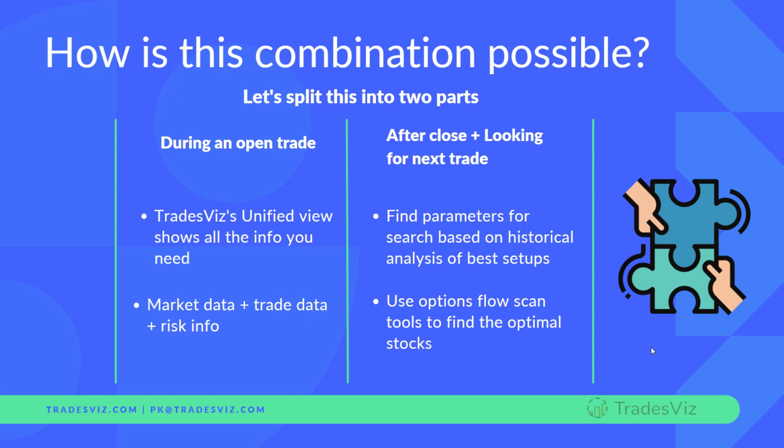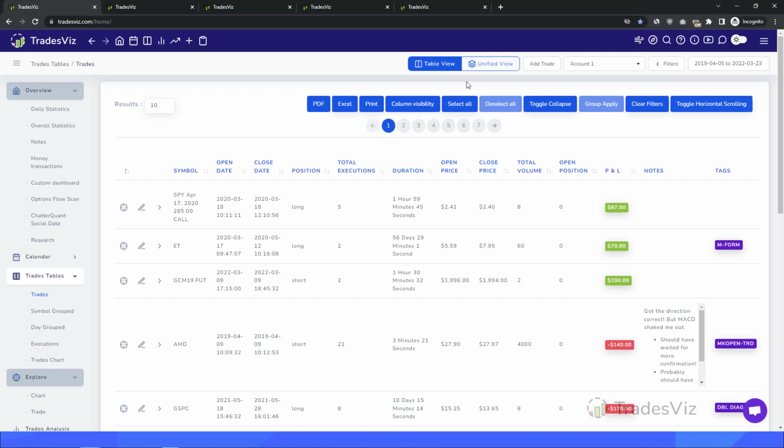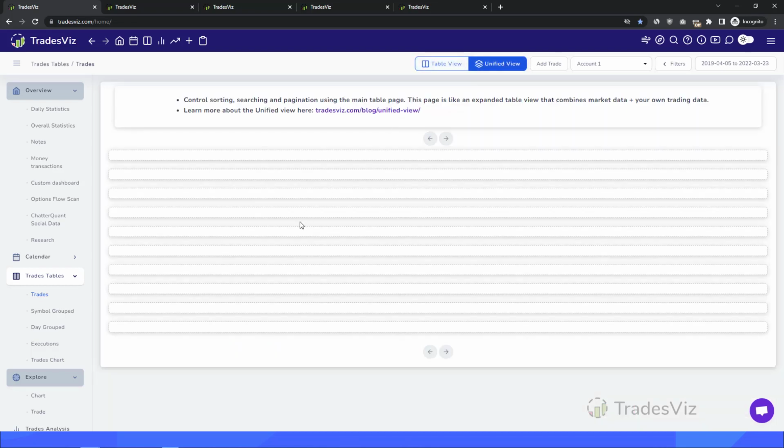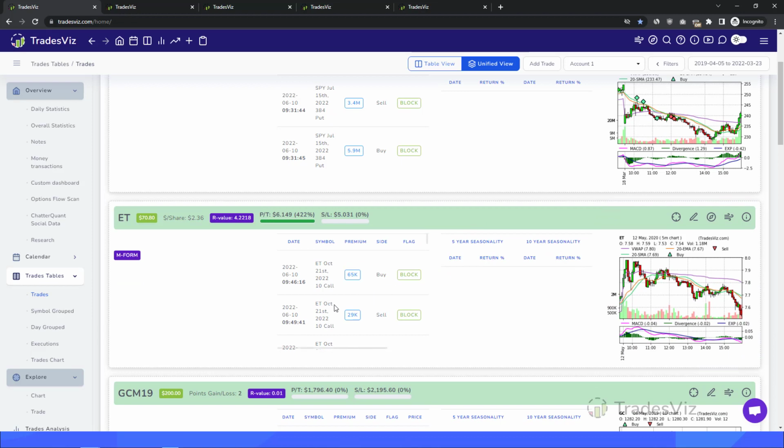During an open trade, you can use the Tradesviz unified view to show all the info that you need. It shows you the market data, trade data, risk info, and so on. Let me just quickly show you what the overview looks like. This is the unified view. Right now all the trades are closed, and the main reason we are looking at the unified view is that it shows you the stock that you're currently in, whether you've hit your profit, loss or stop target, and so on.